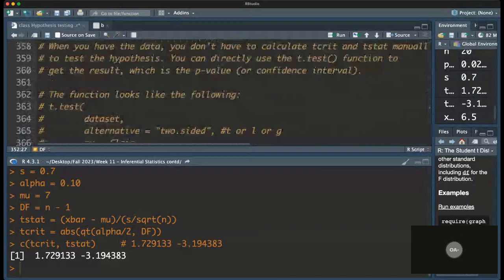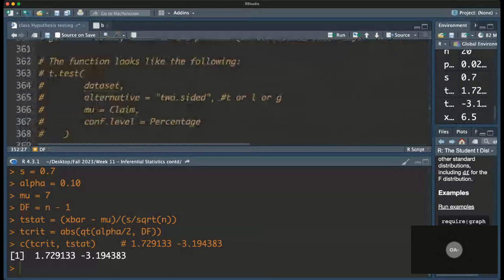All right. The t-test function call looks like this. The first parameter, or the first input, is your data set. Most likely your vector of age or vector of mileage or vector of whatever it is that is your sample. The next parameter is your alternative. This refers to your alternative hypothesis.